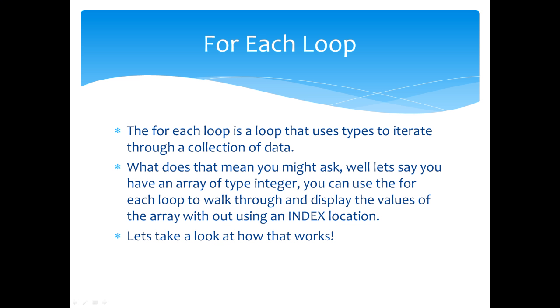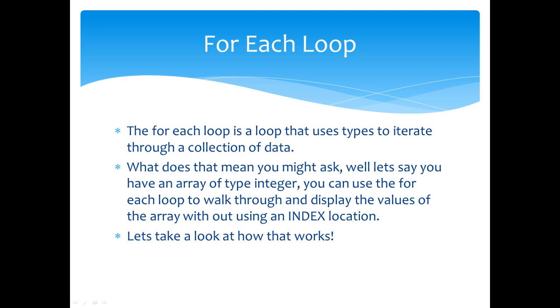Okay, now we're going to talk about the foreach loop. The foreach loop is a loop that uses types to iterate through a collection of data. What does that mean, you might ask? Well, let's say you have an array of type integer, which we have created, and you can use the foreach loop to walk through and display the values of that particular array without using its index location like we've used in the past, using the get value and then the index and displaying that to the screen.